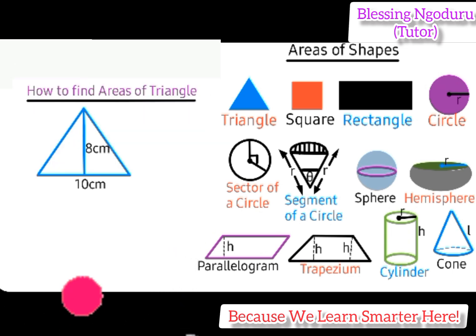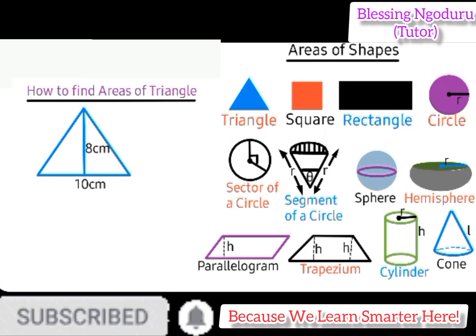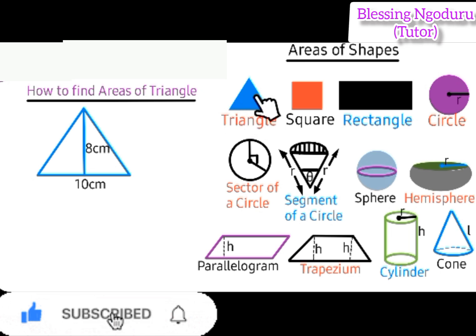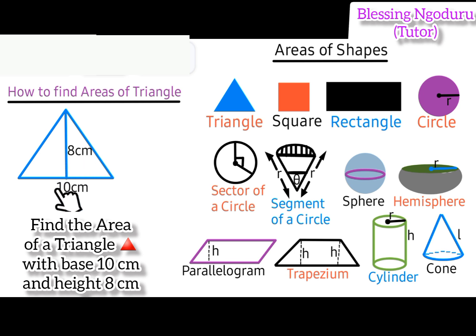Alright, now that we know what area means, let's jump straight into learning how to find the area of each shape step by step. Super easy. I will start with the simplest one, that is the triangle, and build up from there. Ready? Let's go. Find the area of a triangle with base 10 centimeters and height 8 centimeters.